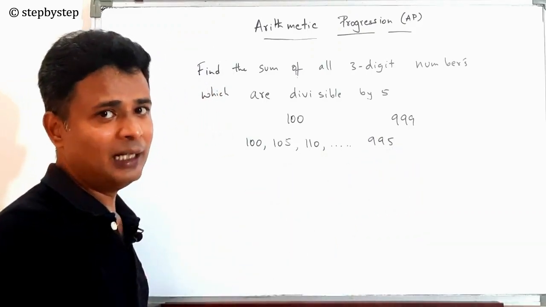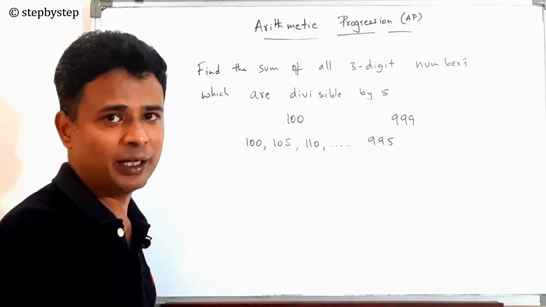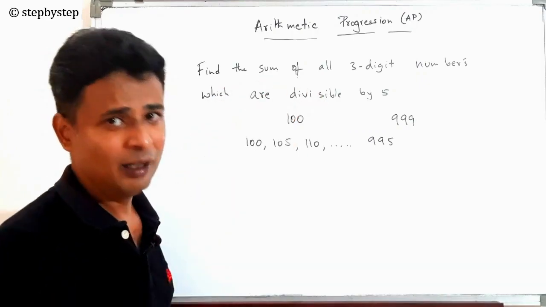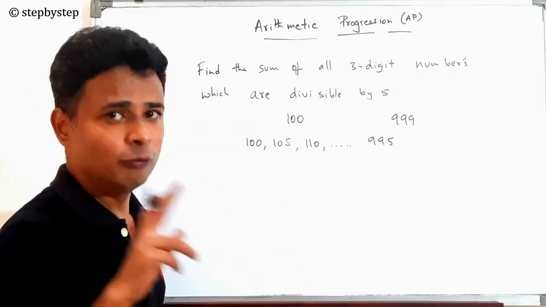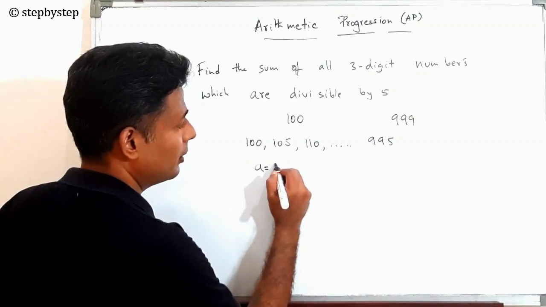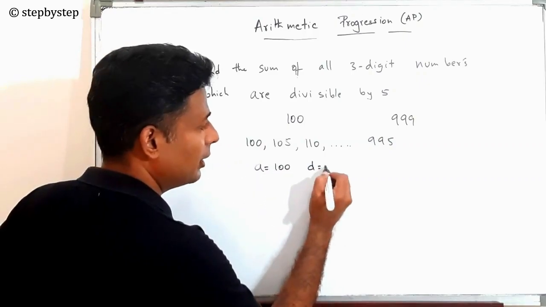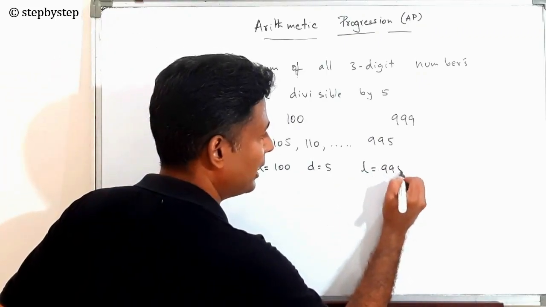Now is this an AP? Yes. Since they are divisible by 5, they are all multiples of 5. So each number will increase by 5. All the terms are increasing by 5, which means it is an AP. So what will be A in this? 100. What is D? D will be 5. And we know the last term, that is 995.